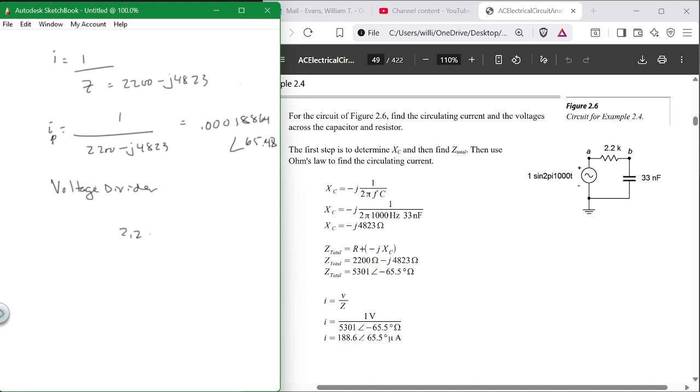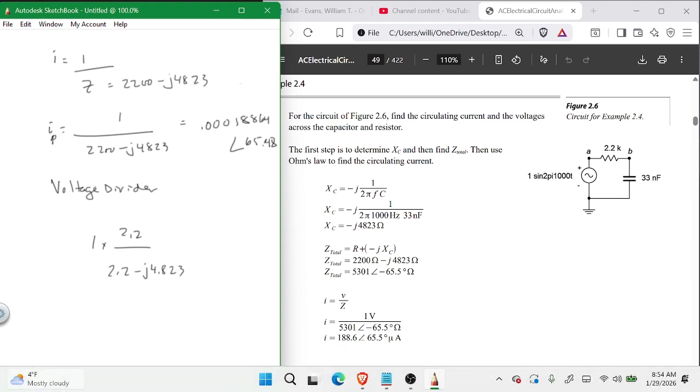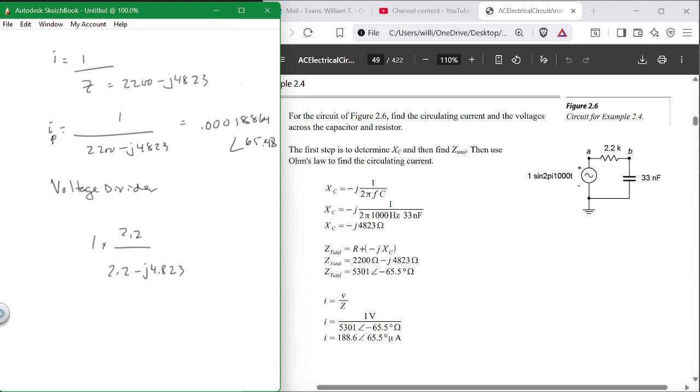It's 1 times 2.2 over 2.2 minus j 4.823. All right, now, that's the voltage divider, right? It's the resistance that you have over the sum of the resistances, and the sum of the resistances is this. And I put it in kilohms, but you can keep it as is.